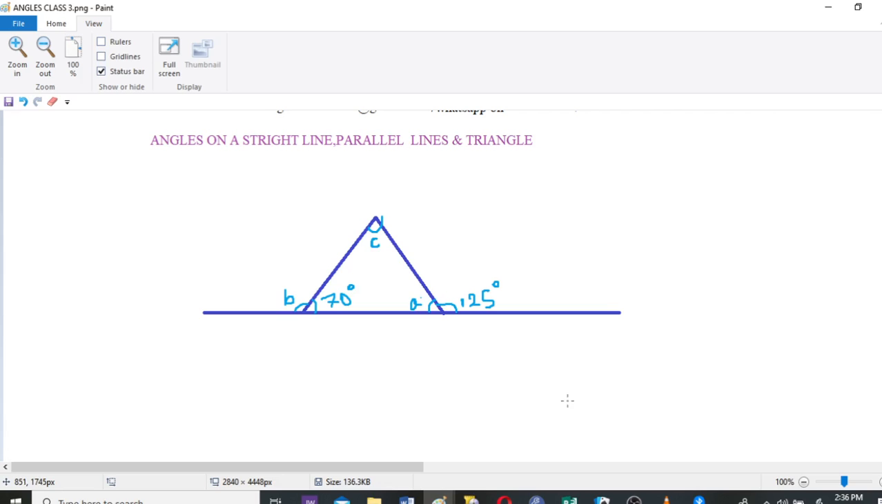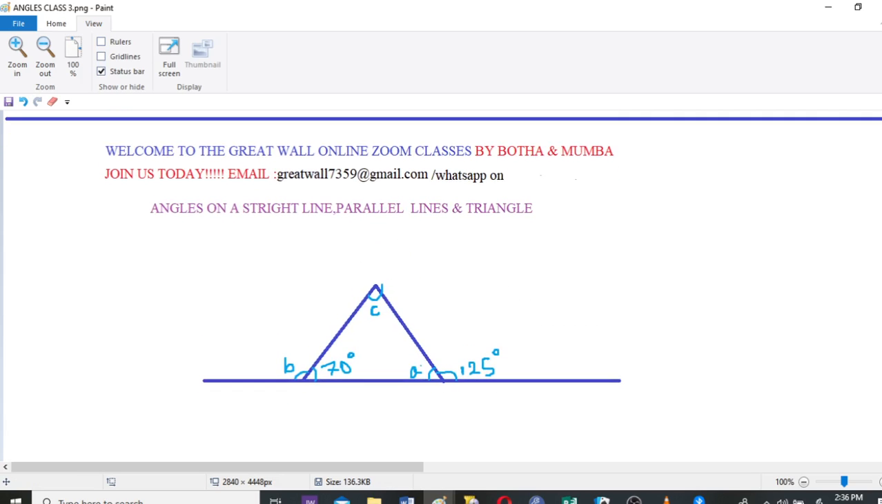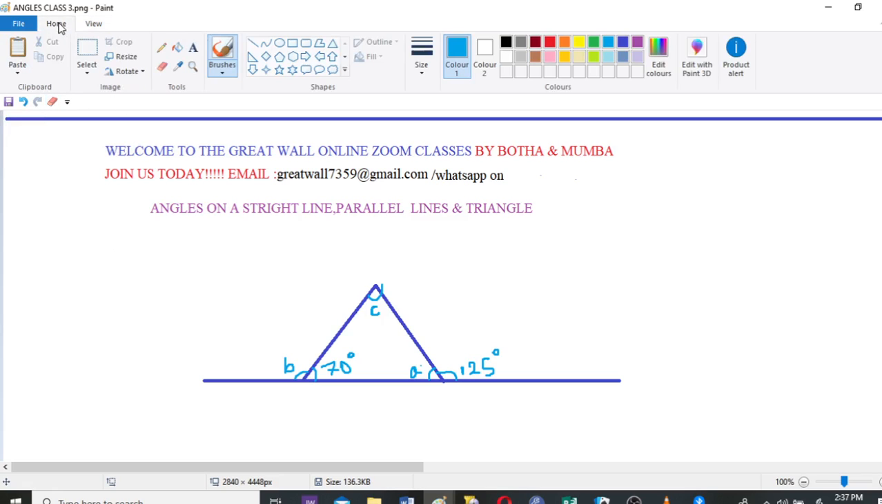Okay, so with all the properties that you have learned from the previous video, let us look at these good examples. Alright, so we have this question here. We need to find the value of these angles A, B and C. That's the question. Let me just type the question quickly.